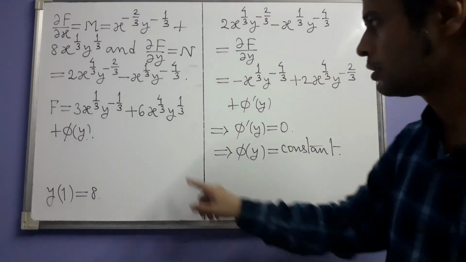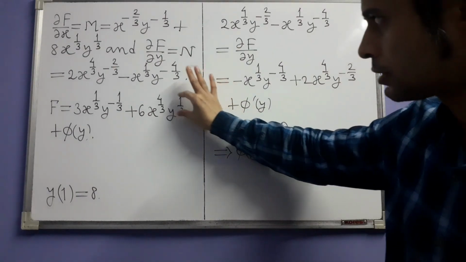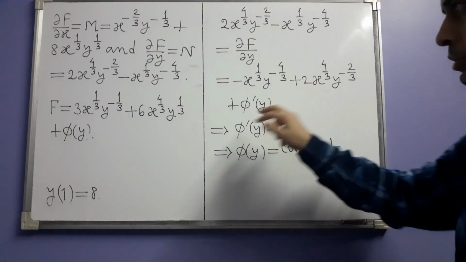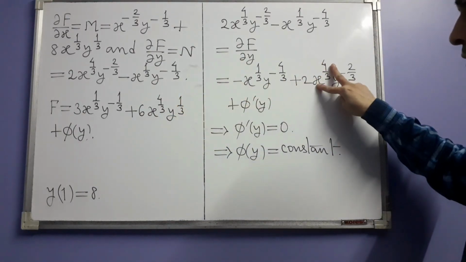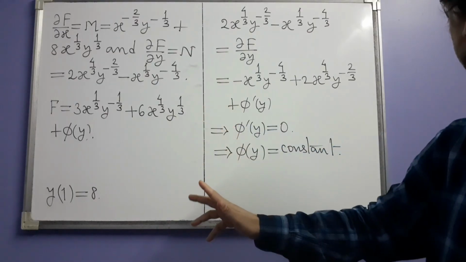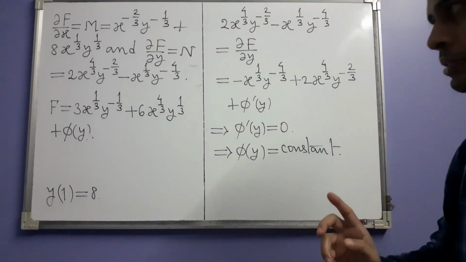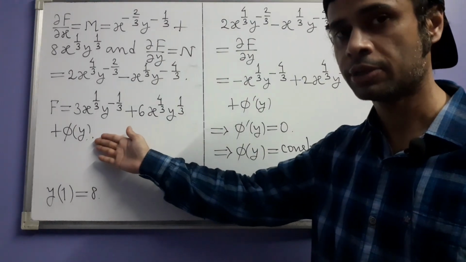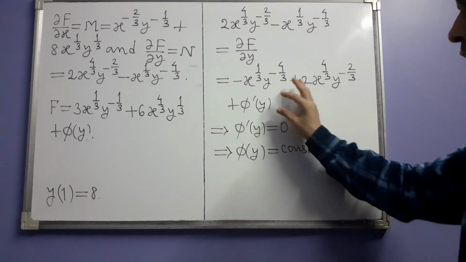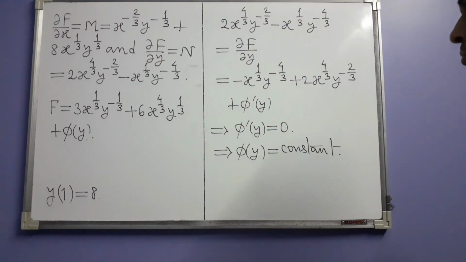Okay. And then what does this one give you? This 1 over 3 comes down, gets multiplied with 6 and gives you 2. The power of x stays unchanged, and when you subtract 1 from 1 over 3 this time, you get minus 2 over 3. And plus, again, do not forget that we also have this. Here it's a function of y only, so partial derivative turns into ordinary derivative, phi prime of y.